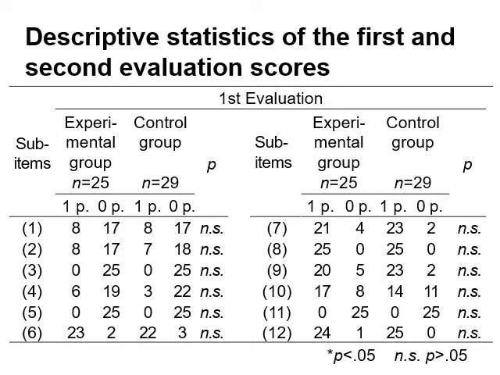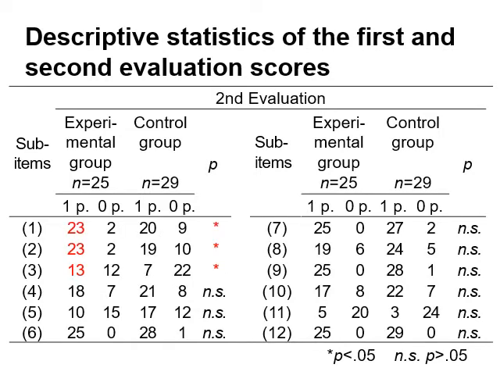scores of the discussion description for all evaluation sub-items 1 to 12. On the other hand, the second evaluation scores of the rewritten description were significantly higher in the experimental group than in the control group for evaluation sub-items 1, 2, and 3. This indicates the learners in the experimental group made greater improvement in their discussion.